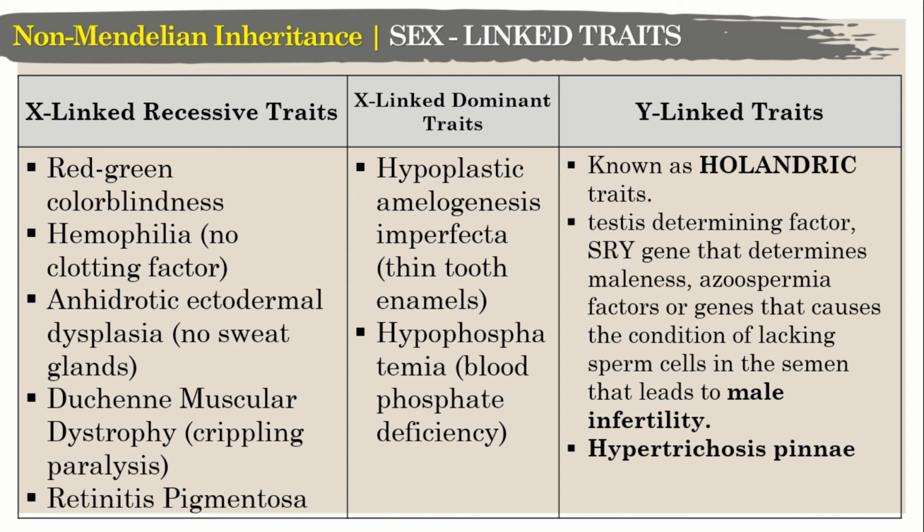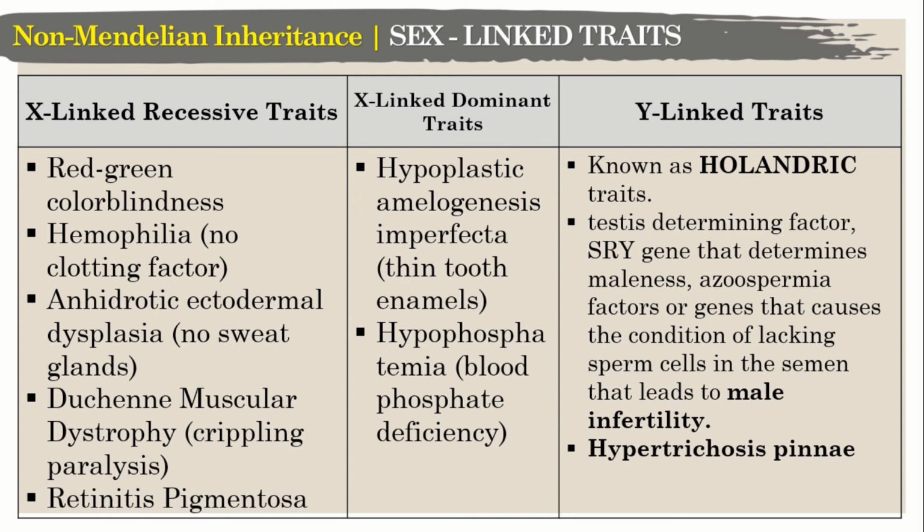So, medyo hindi maganda yun. And then we have your muscular dystrophy, yung crippling paralysis, and then retinitis pigmentosa. Okay. For the X-linked dominant traits, meron, pero dalawa lang naman. So, hypoplastic amelogenesis imperfecta, meaning to say, yung enamels na sa ngipin, medyo manipis, yung madaling nasisira. And then we have your hypophosphatemia, or blood phosphate deficiency.